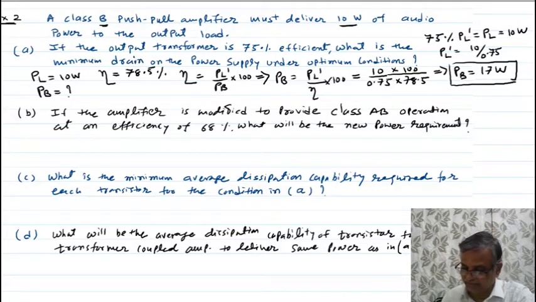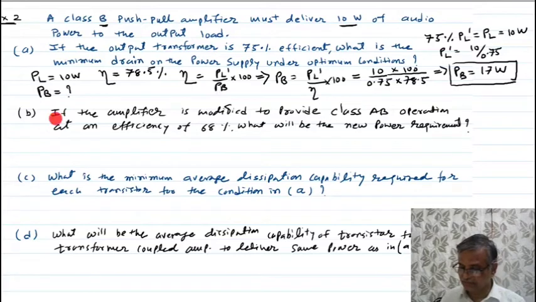Look here what I did. 10 watt, PB they are asking you. Eta is 78.5%. Eta is PL dash upon PB into 100. So PB is the subject of the equation. So by putting the value of PL dash here and eta here, I can get your answer.